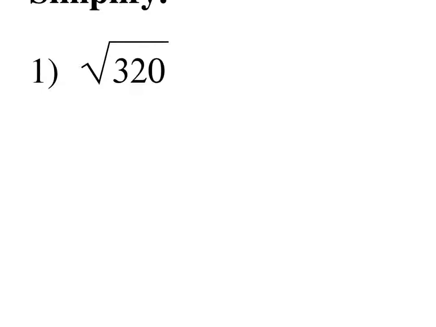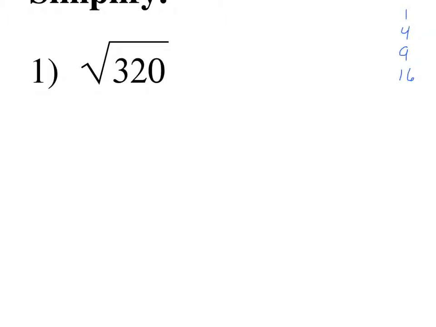Remember what perfect squares are. What's the square root of 9? 3. So how do I get 9? 3 times 3. So that's what I do. I take 1 times 1. I take 2 times 2. I take 3 times 3. I take 4 times 4. You finish the list.